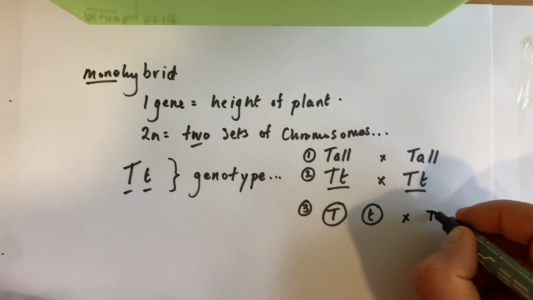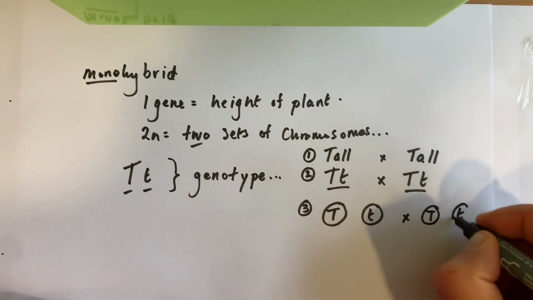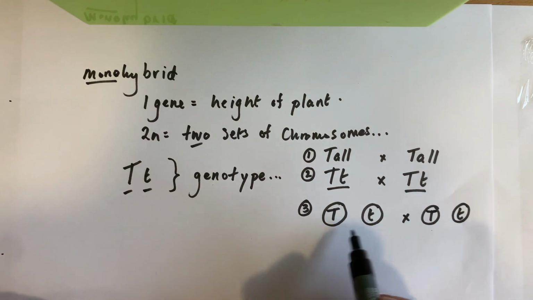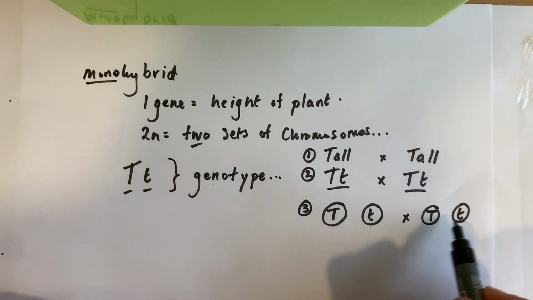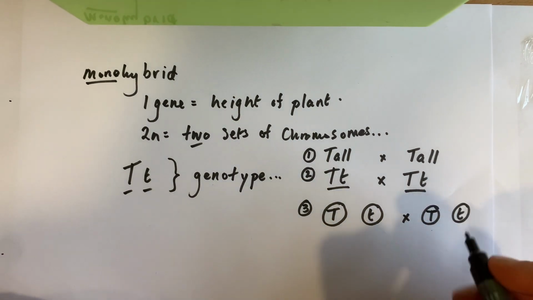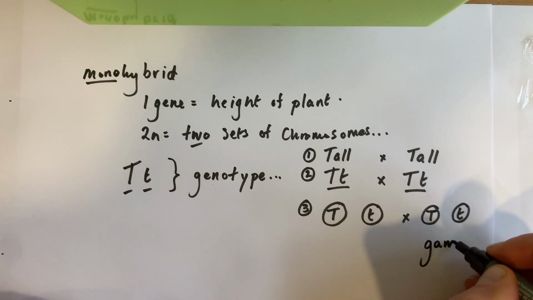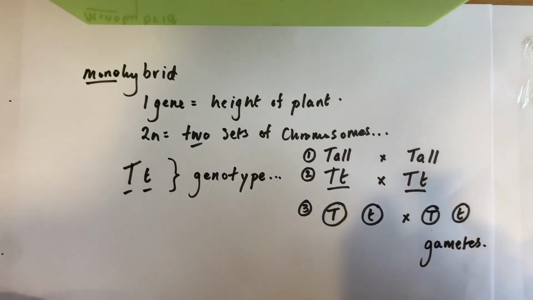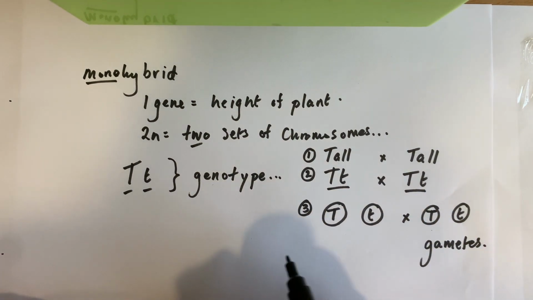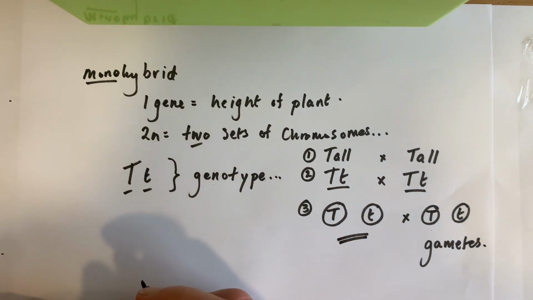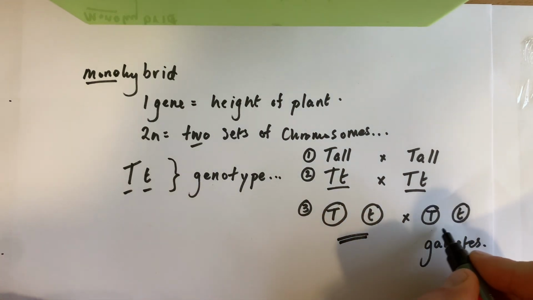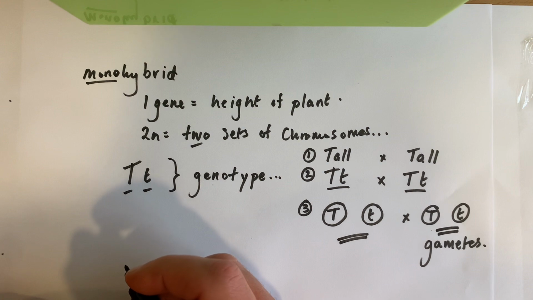So I'm going to put my gametes in circles. So these gametes on the left are from parent 1 and the gametes on the right are from parent 2. So I'm just going to put gametes. Now the next step will be to do a Punnett square. So we're going to take the 2 possible gametes from parent 1 and we're going to cross them and fertilise them with the 2 possible gametes from the second parent.